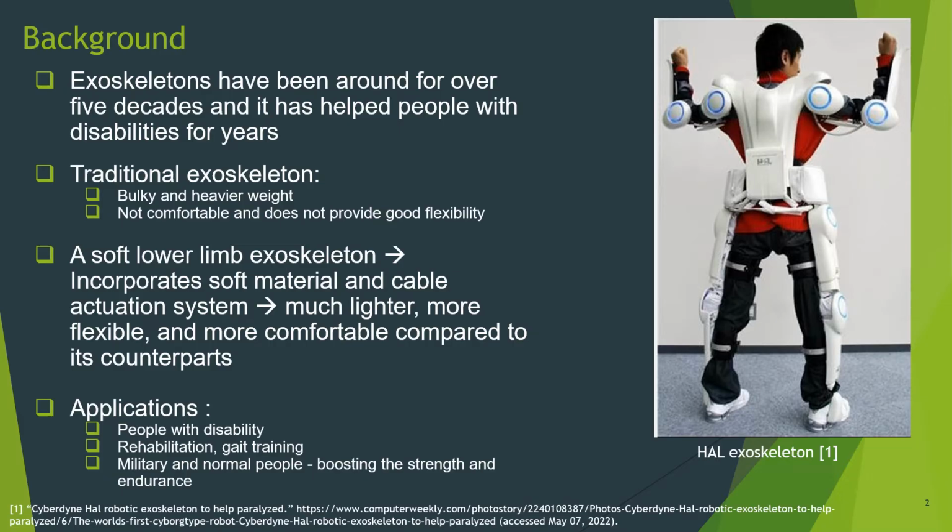A quick background. Exoskeletons have been around for over 5 decades and have helped people with disability for years. Traditional exoskeletons, as shown in the right image, are very bulky, heavyweight, and not comfortable, and do not provide good flexibility. A soft lower limb exoskeleton incorporates soft materials and a cable actuation system, which results in a much lighter, more flexible, and more comfortable exoskeleton.